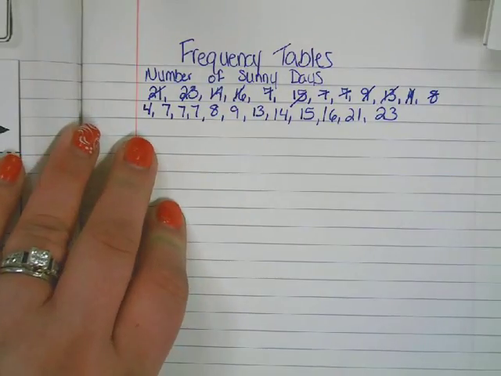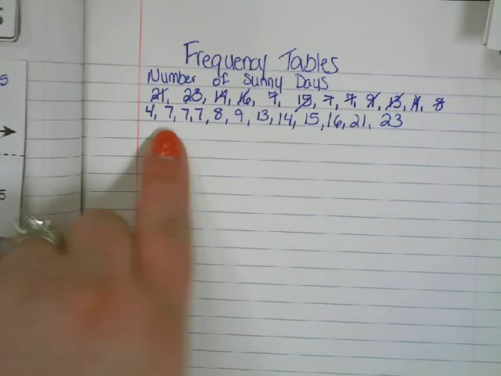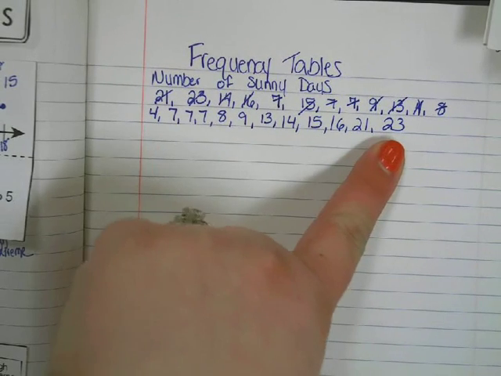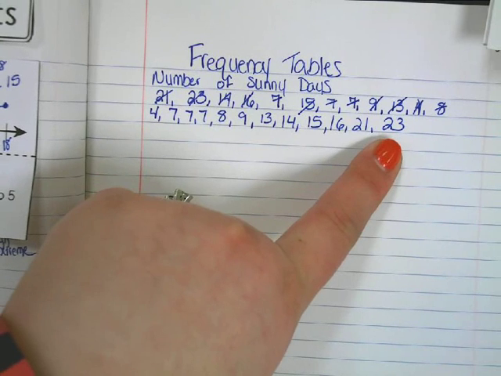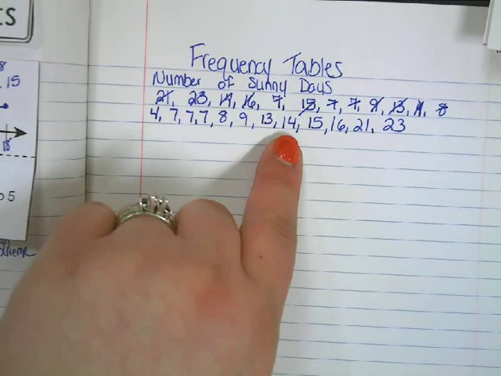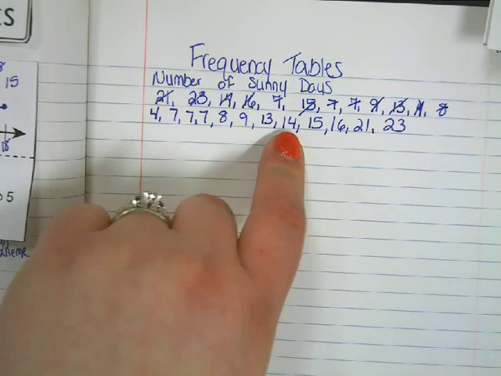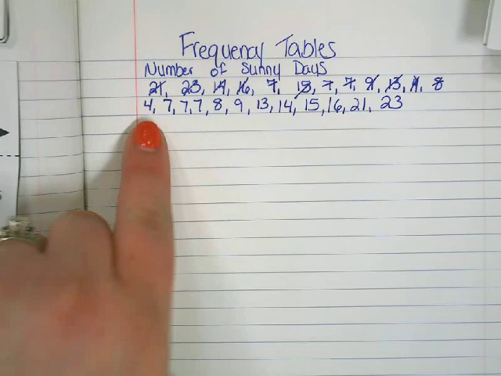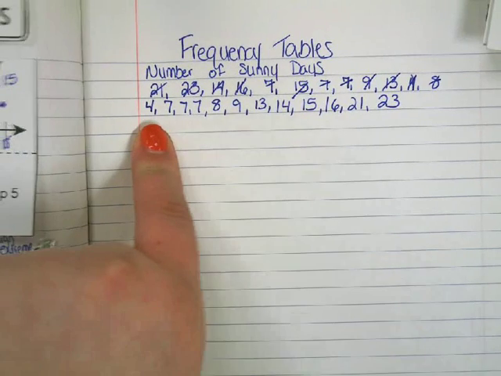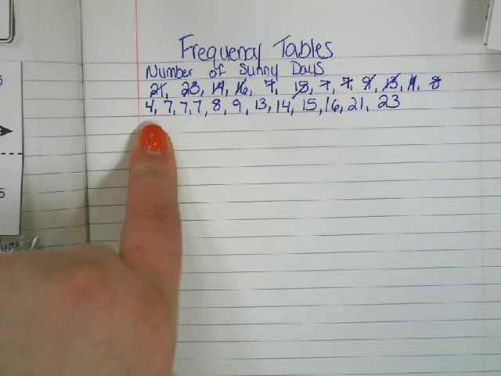So all of these refer to the number of days. I looked at this many different locations. So maybe Omaha had 14 sunny days, and maybe Kansas City had 23 sunny days, and maybe Fargo, North Dakota only had 4 sunny days. So we're looking at different locations and figuring out how many sunny days.